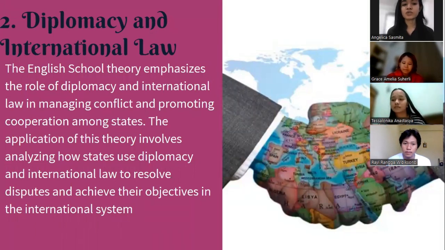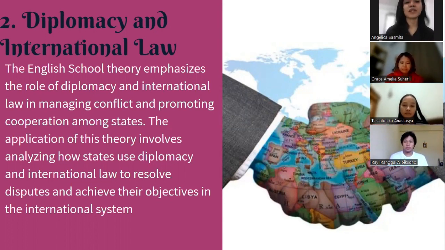So the English school theory emphasizes the role of diplomacy and international law in managing conflict and promoting cooperation among states or nations. The application of this theory involves analyzing how states use diplomacy and international law to resolve disputes and achieve their objectives in the international system. For example, like Indonesia making a diplomacy to certain country or nation, Malaysia, US, and etc.